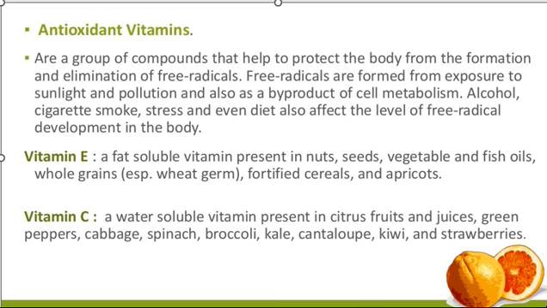Vitamin E. Vitamin E, a fat-soluble vitamin, is present in nuts, seeds, vegetable and fish oils, whole grains, fortified cereals, and apricots. Vitamin C, a water-soluble vitamin, is present in citrus fruits and juices, green peppers, cabbage, spinach, broccoli, kale, cantaloupe, kiwi, and strawberries.